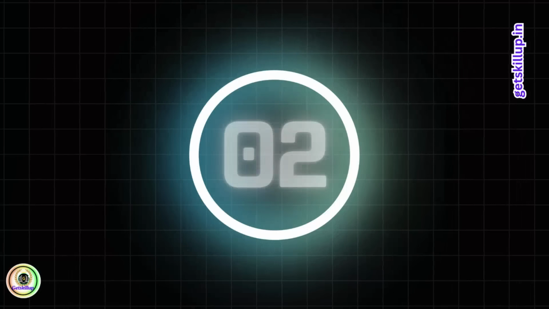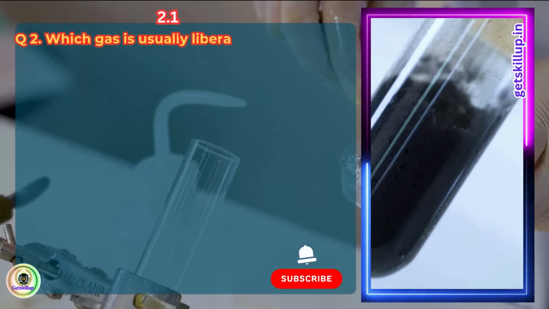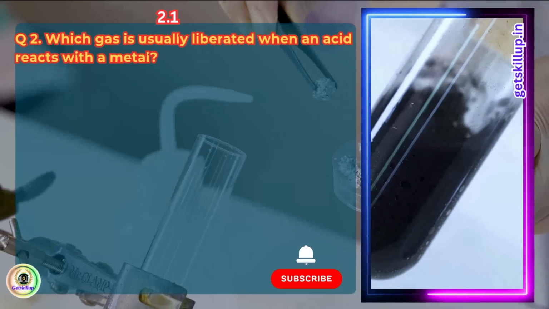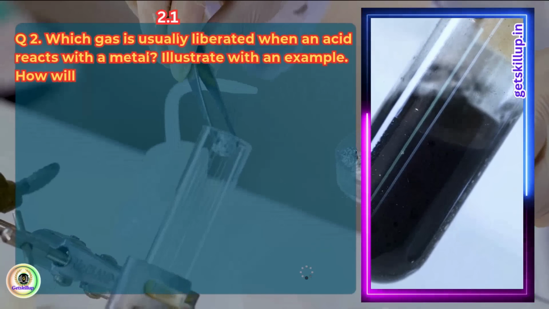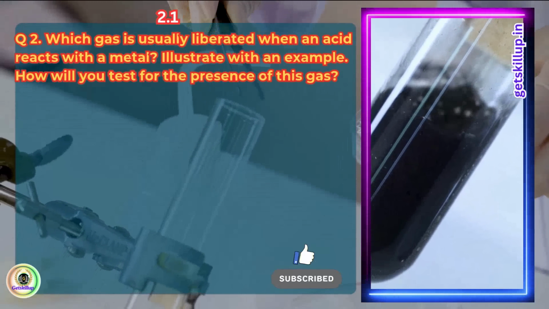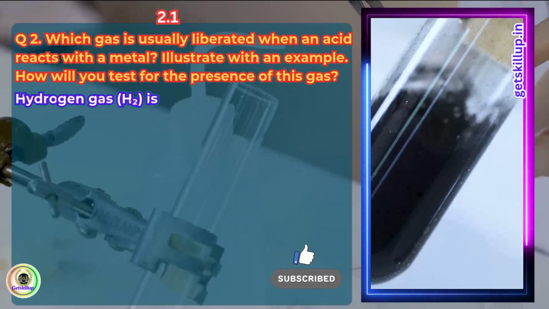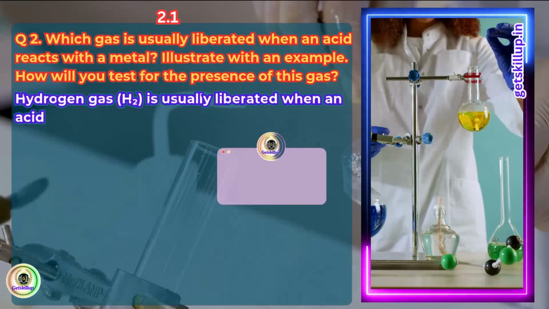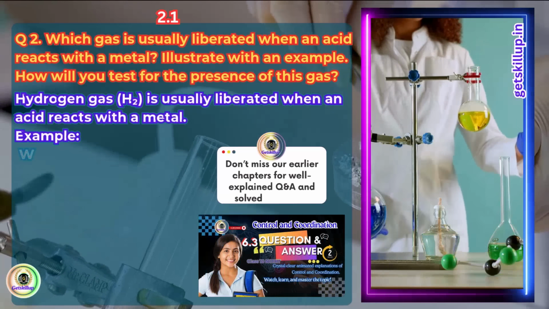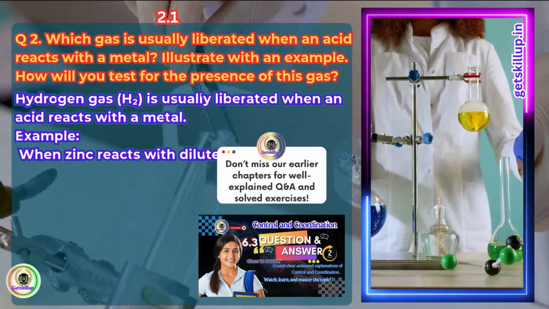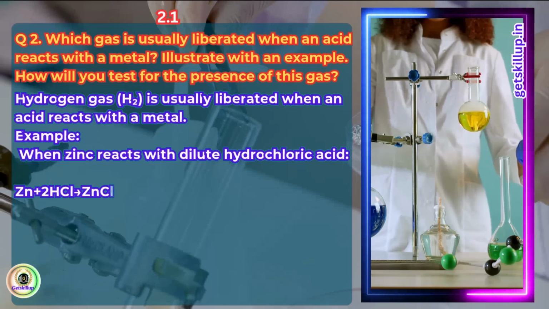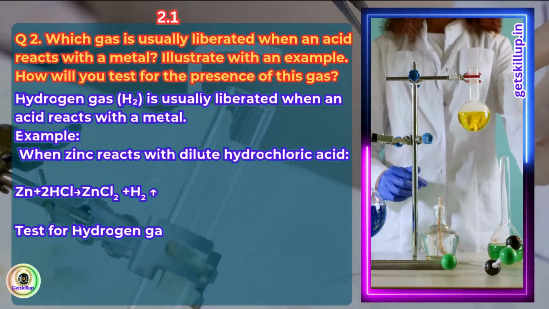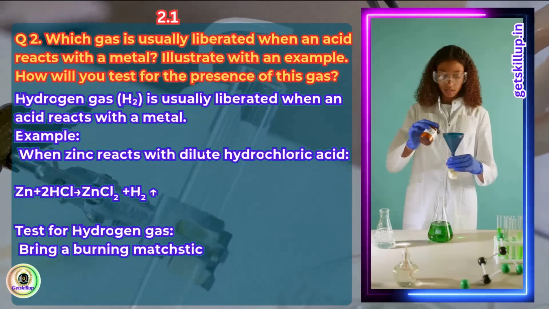Question 2. Which gas is usually liberated when an acid reacts with a metal? Illustrate with an example. How will you test for the presence of this gas? Answer. Hydrogen gas, H2, is usually liberated when an acid reacts with a metal. Example, when zinc reacts with dilute hydrochloric acid, Zn plus 2HCl gives rise to ZnCl2 plus H2.